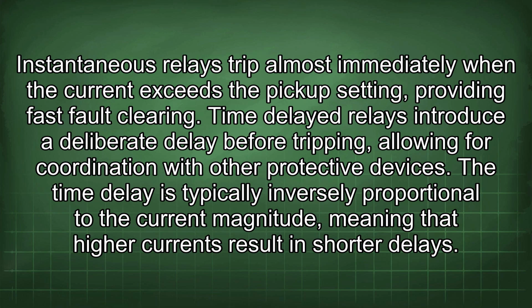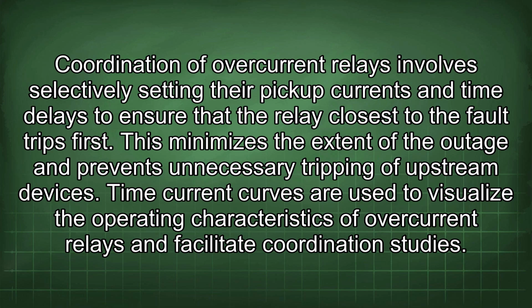Instantaneous relays trip almost immediately when the current exceeds the pickup setting, providing fast fault clearing. Time-delayed relays introduce a deliberate delay before tripping, allowing for coordination with other protective devices. The time delay is typically inversely proportional to the current magnitude, meaning that higher currents result in shorter delays. Coordination of overcurrent relays involves selectively setting their pickup currents and time delays to ensure that the relay closest to the fault trips first.